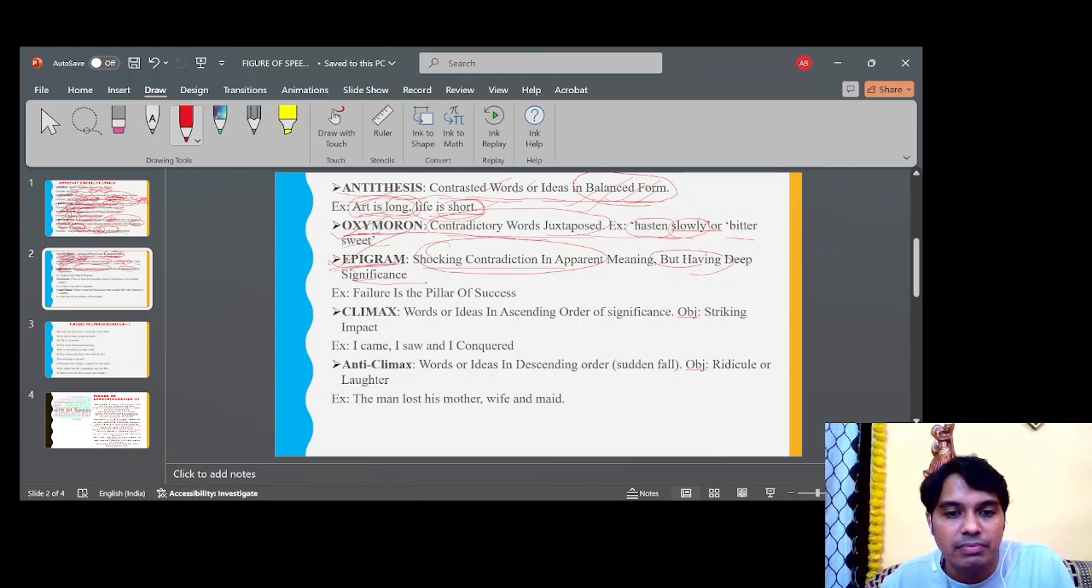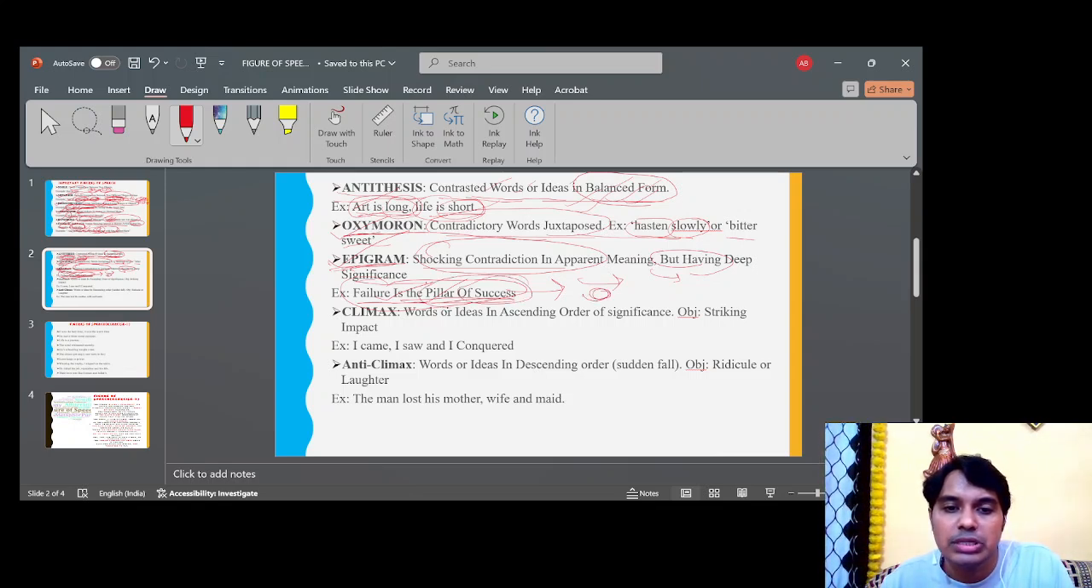What is an example? Let's see: failure is a pillar of success. It's a very popular example. Even in motivational speeches you often use it for students who are not performing well, often say failure is the pillar of success. So that is an apparent contradiction in the statement, but there is a hidden, profound significance: you have to face failure in order to be successful. So this is the real deep meaning underneath.